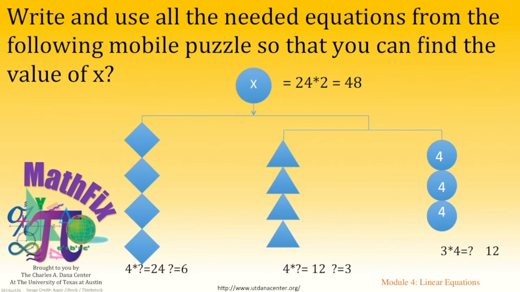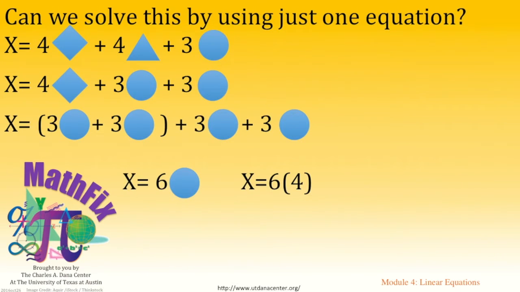Again, it may seem simplistic to use equations for this, but can we solve this by using just one equation? We can see here that we can write the original equation in terms of sideways squares, triangles, and circles, and eventually filter it all the way down to just a simple equation written only in circles, which we plug our 4 into and get our total right away.